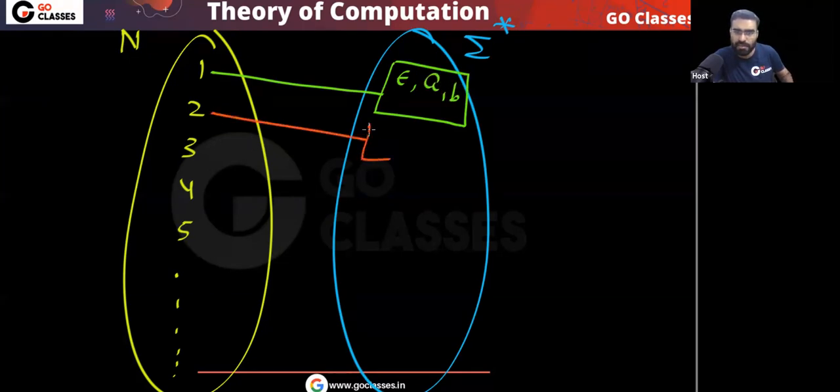To this 2, what you will assign? You will assign all the 2 length strings. Just assign all the 2 length strings. To this 3, what you will assign?